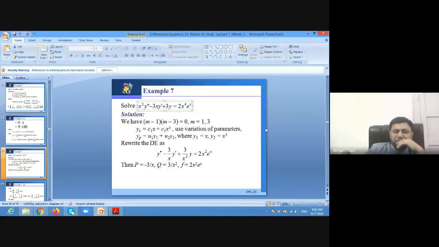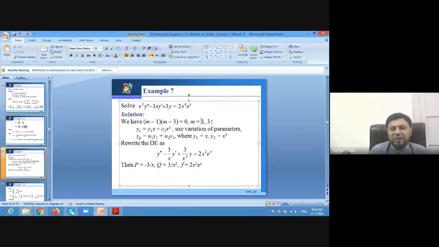Okay? So you will get two values of m. One is 1 and another is 3. So what will be yc? Yc will be C1 x power 1 and C2 x power 3. So what is your y1? Y1 is x. What is your y2? Y2 is x cube.